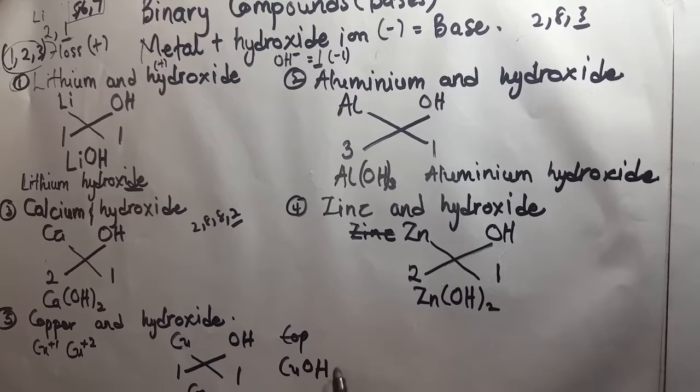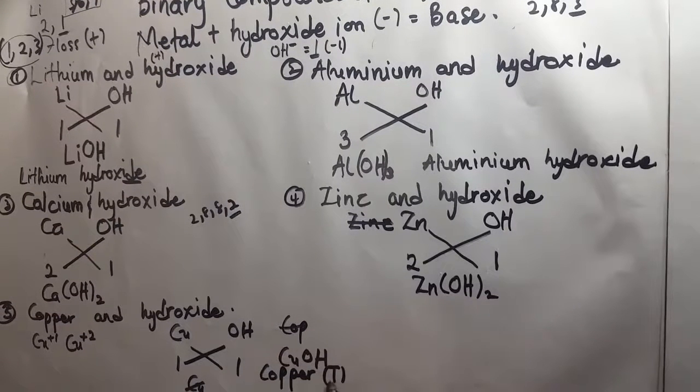Now, since this is CuOH, it's going to be copper 1. Why copper 1? Because copper could either be Cu +1 or +2. So for you to tell the one who is reading that it's copper 1 or copper 2, you need to state the valency of the copper you used. So copper 1 hydroxide, this is how it's going to be. You write the valency as a Roman numeral in a bracket.